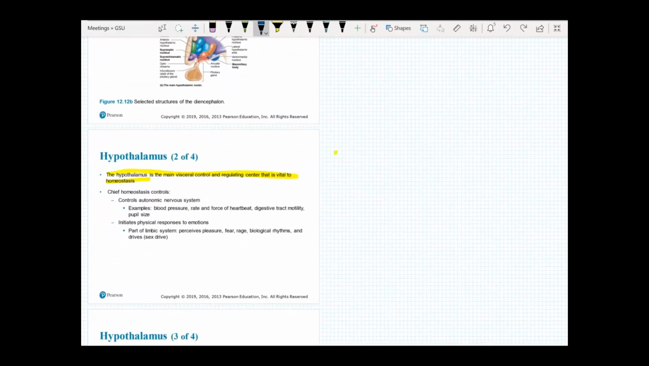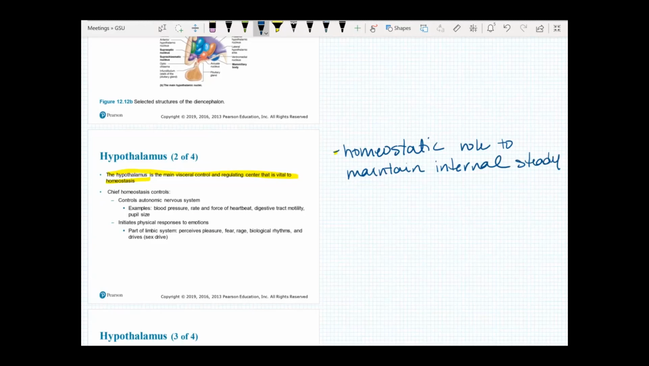That means it will have a large homeostatic role to maintain your internal steady state. How it does that, how it is the chief homeostatic control, is it will control your ANS, your autonomic nervous system. Your ANS will control your fight or flight. That's a very important topic. We'll talk about that in chapter 14.